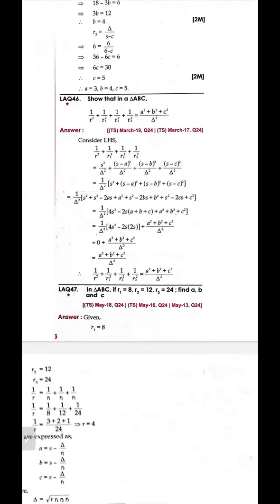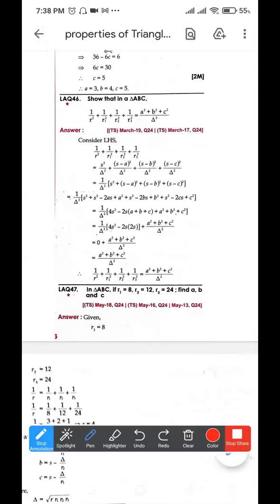Next, I'll let you show that in triangle ABC, 1 by R square plus 1 by R1 square plus 1 by R2 square plus 1 by R3 square is equal to A square plus B square plus C square by delta square. Okay. Just substitute the formulas. What are the formulas? R is equal to delta by S. Substitute that formula. R1 is equal to delta by S minus A. R2 is equal to delta by S minus B. And R3 is equal to delta by S minus C. Take delta square as common. Then open the bracket, simplify.